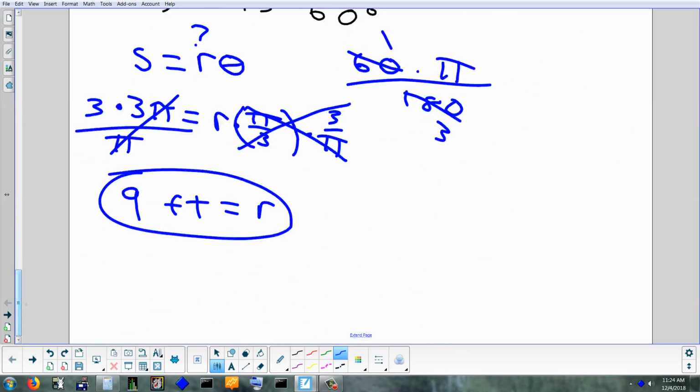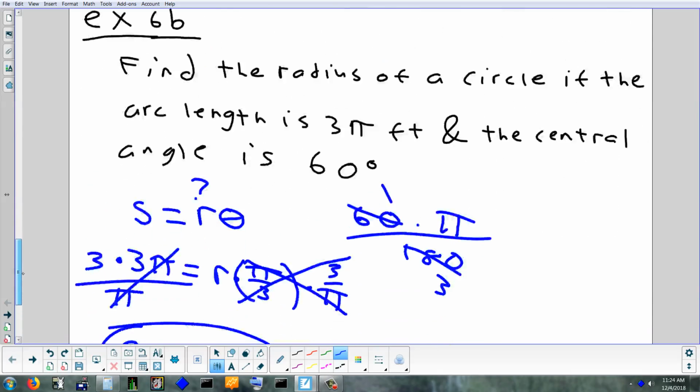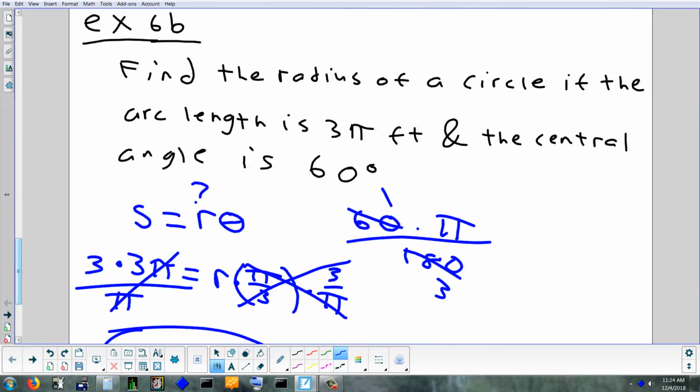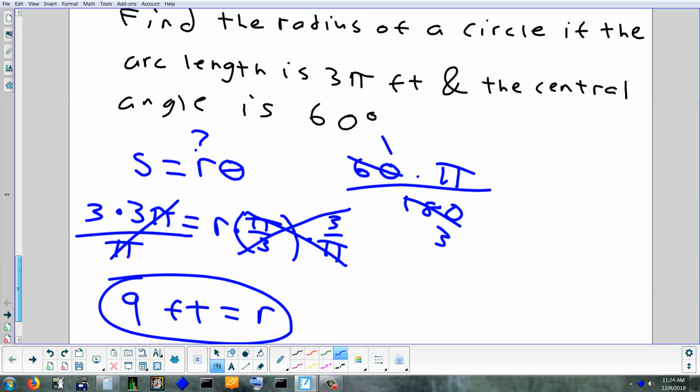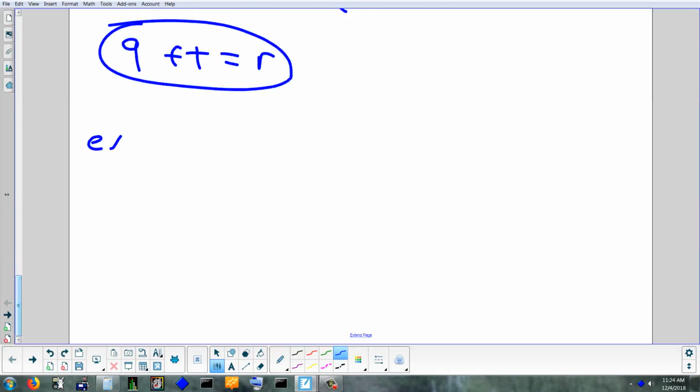Okay. The only other type we didn't do is solving for theta. I didn't have one solving for theta, but does anyone want to see one solving for theta? Sure. Okay. So we'll just make it example 6c.